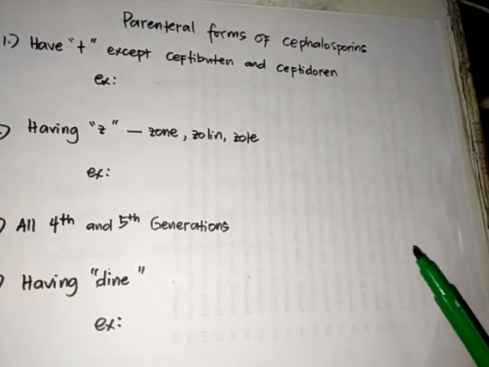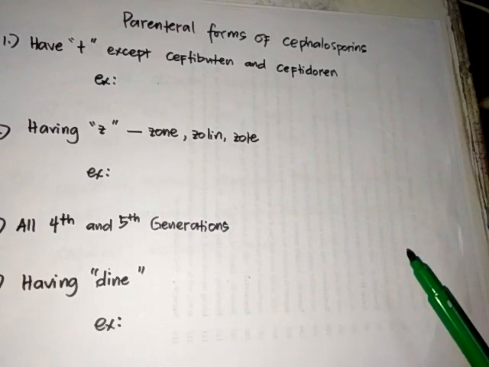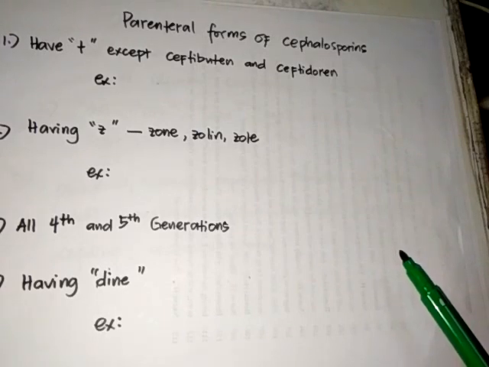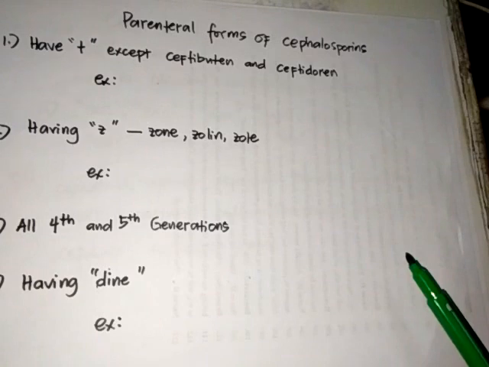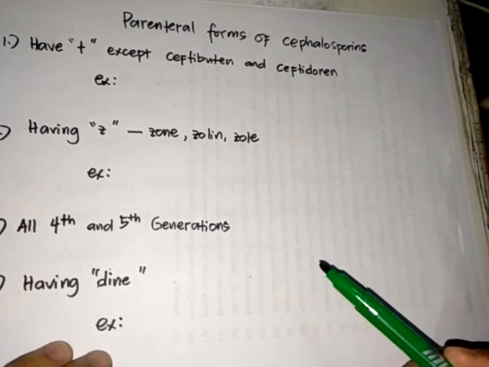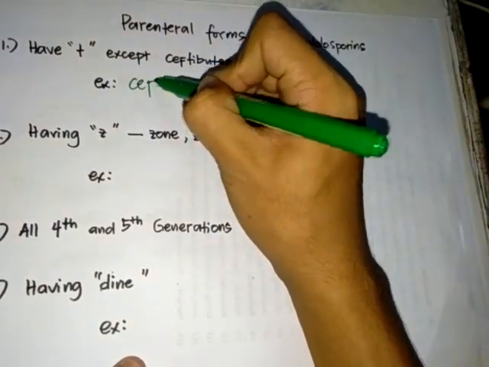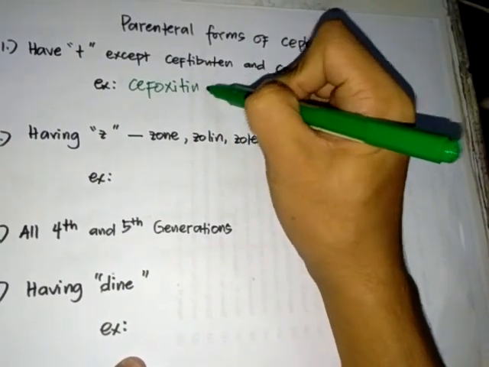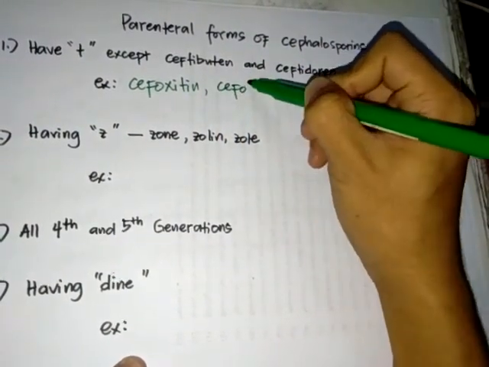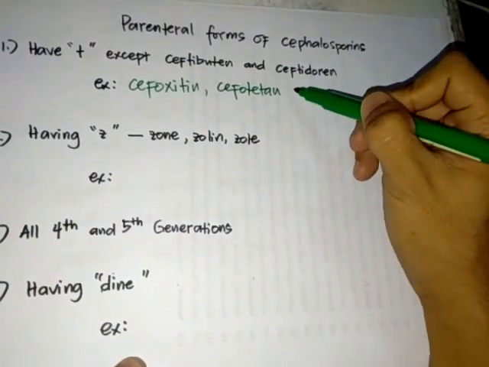Next, we need to know what are the parenteral forms of cephalosporin. Number 1 consideration: all with T except ceftibuten. Do you have any idea? All T except ceftibuten. For example, that is your cefoxitin, cefotetan.